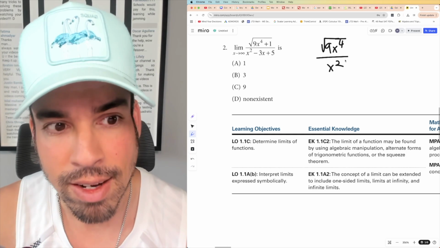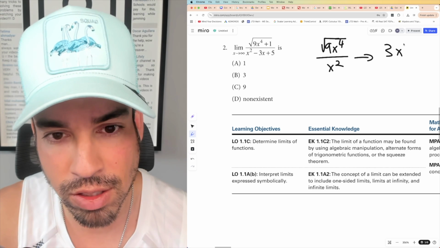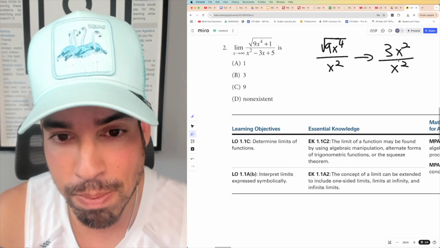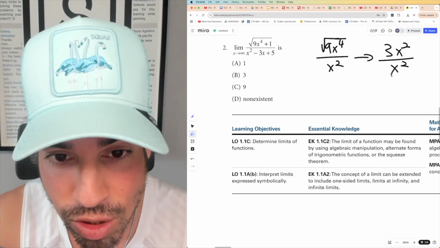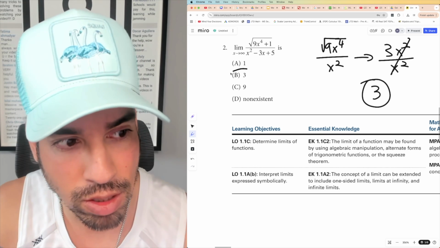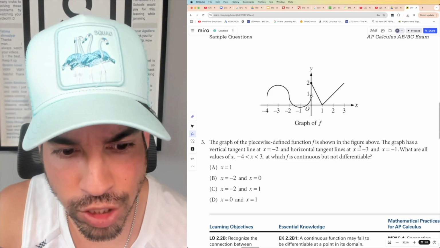Now, when we take the square root of 9x to the 4th, we actually get 3x squared. And on the bottom, we have that x squared. So again, as x gets really, really big, these are going to be equivalent, and they're going to more or less cancel out. And what are we left with? We are left with 3. And that means 3 is the winner. Done.